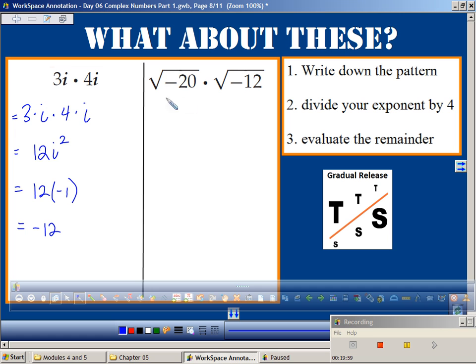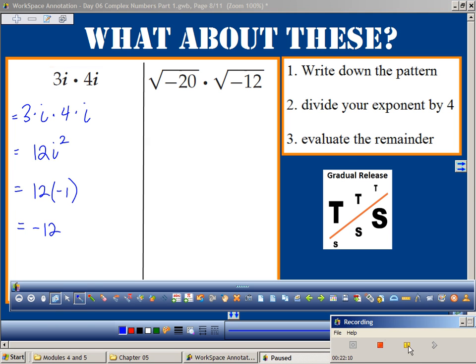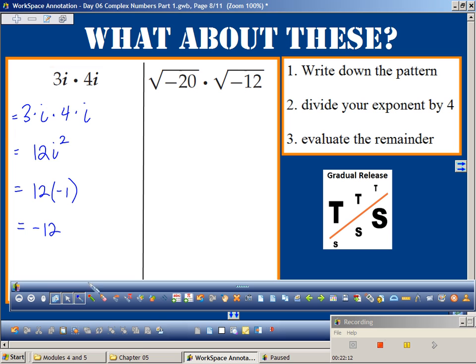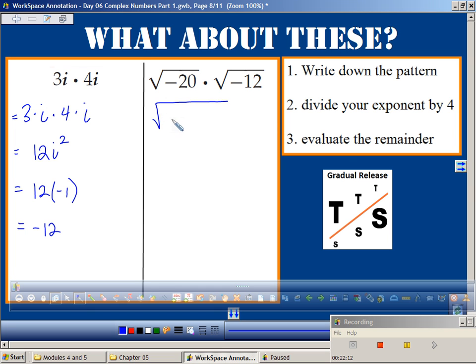What about this one? Try this on your own with a shoulder partner, please. Reporting. How many of you multiplied these together? Do you get the same answer? A negative times a negative is a positive. 20 is 4 times 5, and 12 is 4 times 3, which is 4 squared times, there's no squares in there, right? So I can multiply them by each other, which is 4 root 15.